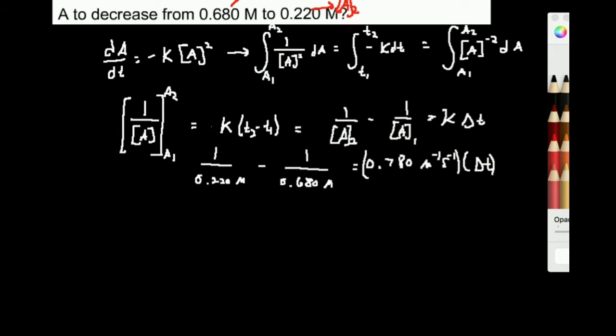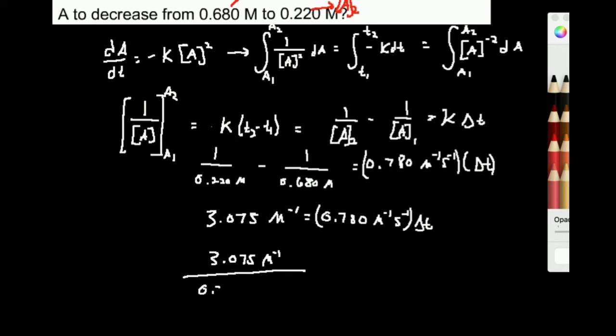All right, so hopefully that makes sense thus far. I'm going to start plugging in numbers. So 1 divided by 0.220, and then if I subtract off of that 1 divided by 0.68, I get a number over here. This is 3.075, and that's going to be inverse molar, is equal to 0.780 inverse molar inverse second times delta t. I'm going to divide through by this over here. So this is going to become 3.075 inverse molar divided by 0.780 inverse molar inverse seconds is equal to delta t. I notice that inverse molar cancels, and if I have 1 over inverse seconds, that's the same as seconds, and sure enough, that's the units I'm looking for, time.